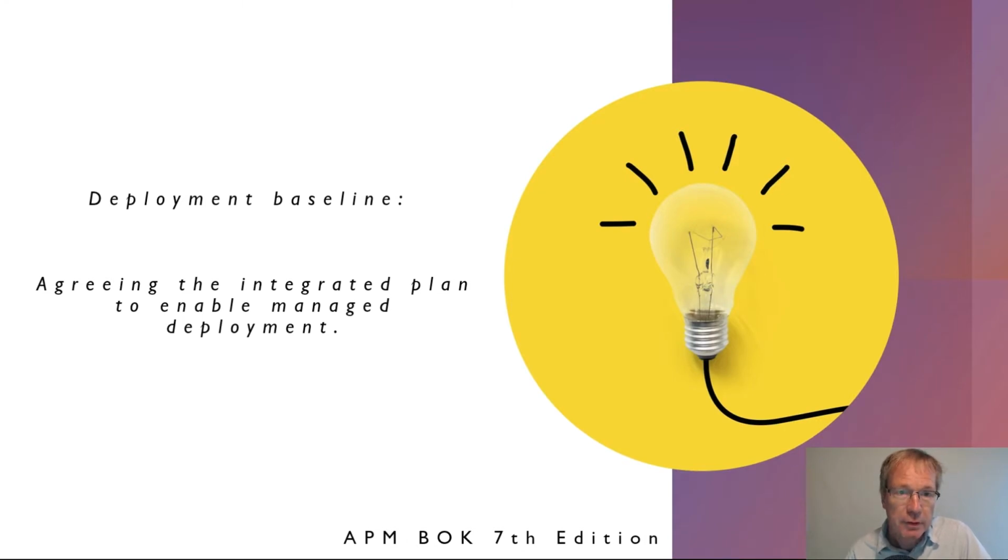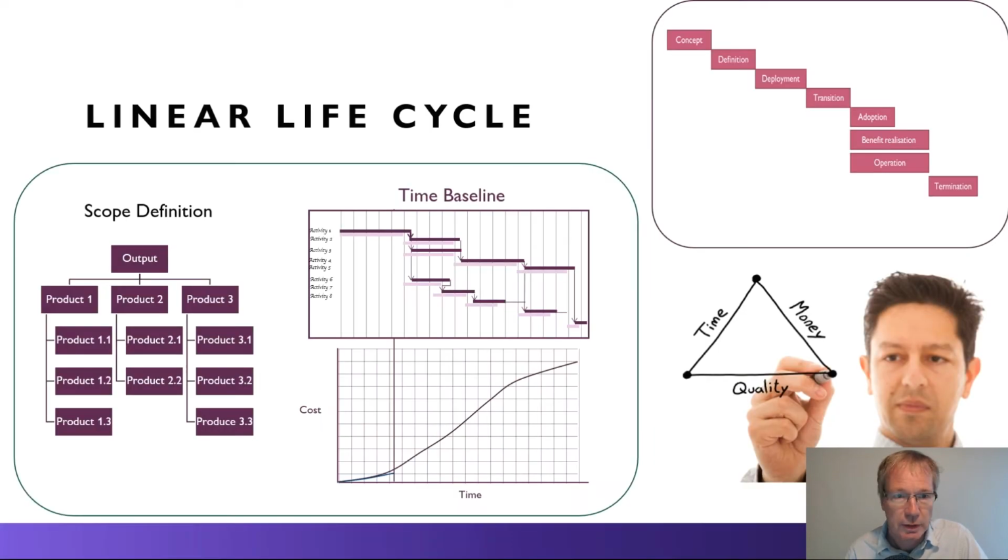So the APM define a deployment baseline as the process for agreeing an integrated plan to enable the management of the deployment. So it's a plan, basically. It's related to the project management plan for the project, and it sets out the baselines, the plans for the implementation of the project. But what do we mean by plans? Is it just a Gantt chart? What does it actually mean?